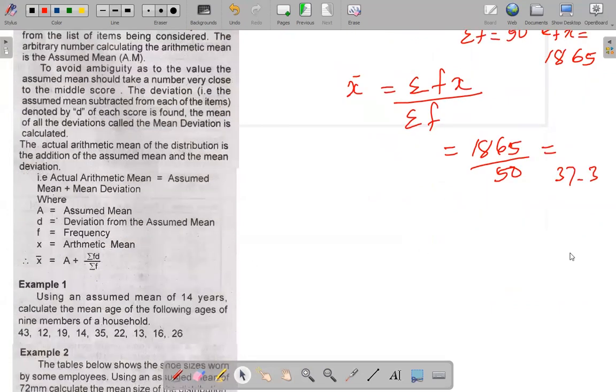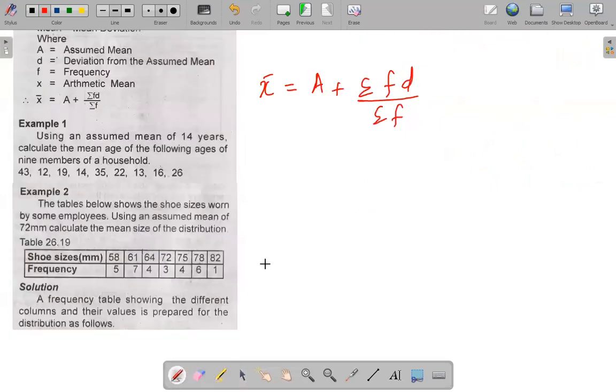Therefore, you can say that the arithmetic mean, when making use of assumed mean, is x bar equal to assumed mean plus the sum of the deviation from the assumed mean divided by the sum of the frequency. We have an example here. It says, using an assumed mean of 14 years, calculate the mean age of the following set of 9 members of the household. How can we do this?